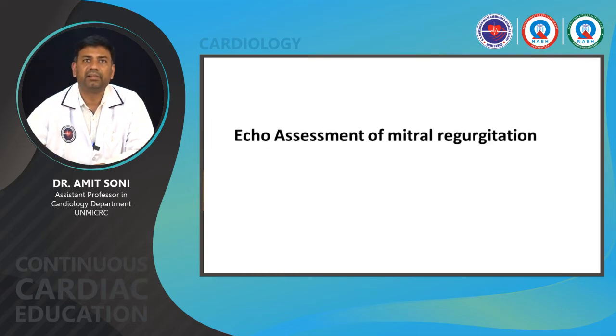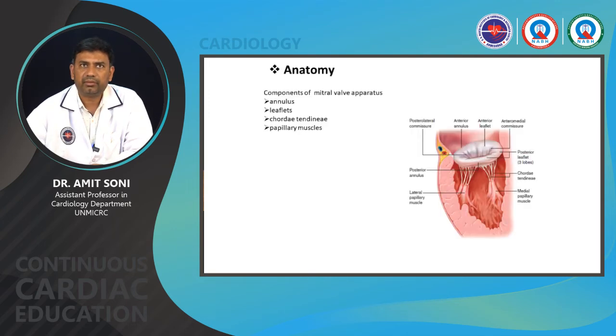So coming to the second important echo assessment, mitral regurgitation. We have already discussed the anatomy of the mitral valve. This includes the annulus, leaflets, chordae tendineae and papillary muscles. So, the Carpenter classification of the mitral valve.